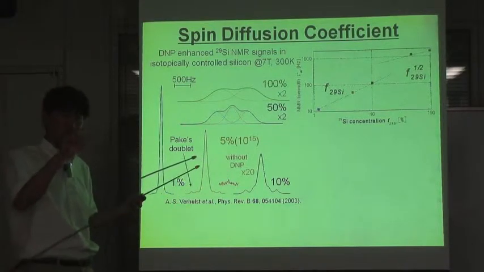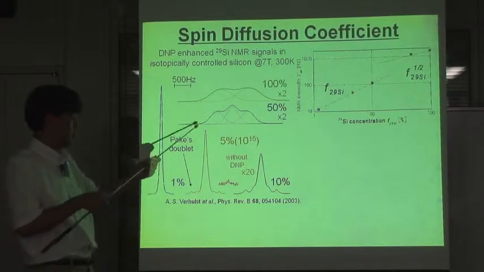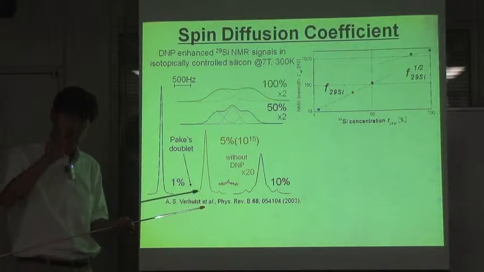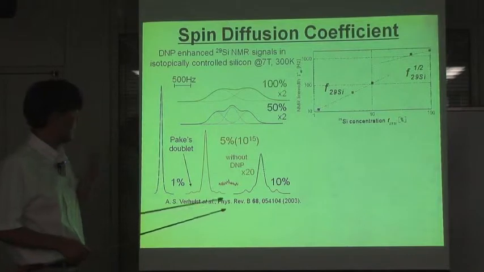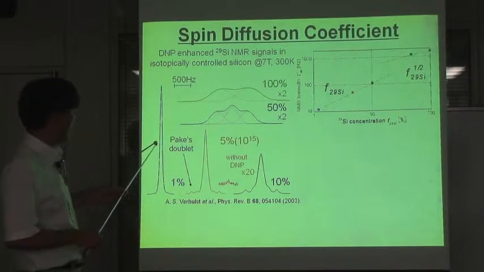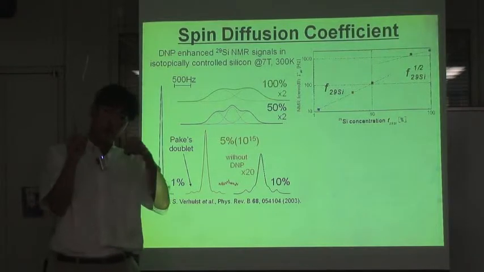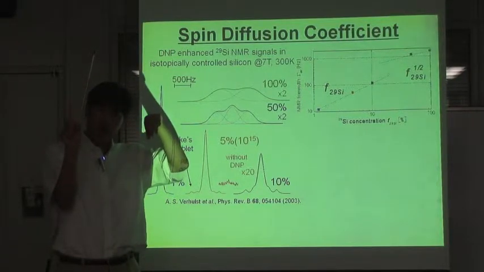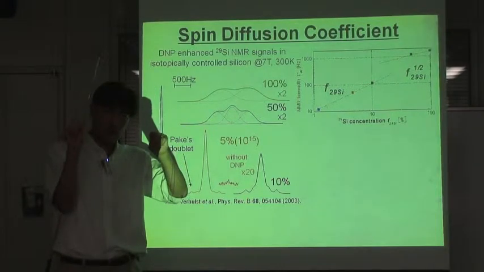But with excitation in EPR machine, we see strong 29 silicon nuclear polarization. That means microwave indeed oriented 29 silicon. Okay? And the line width comes from the interaction between 29 silicon nuclear spins. It's the dipolar interactions.